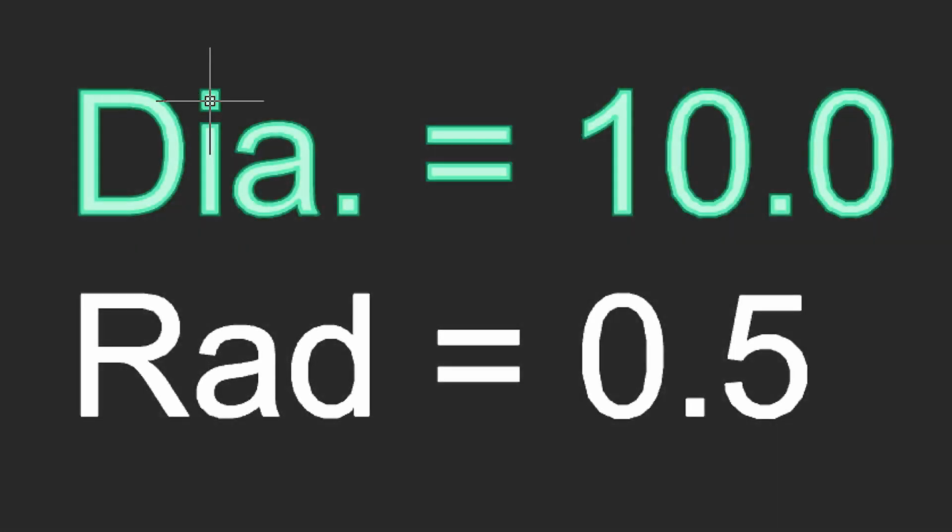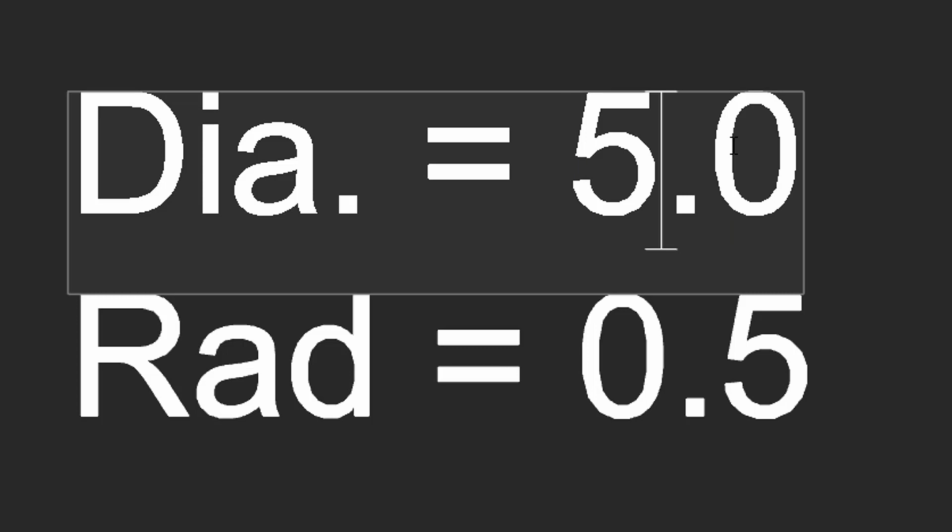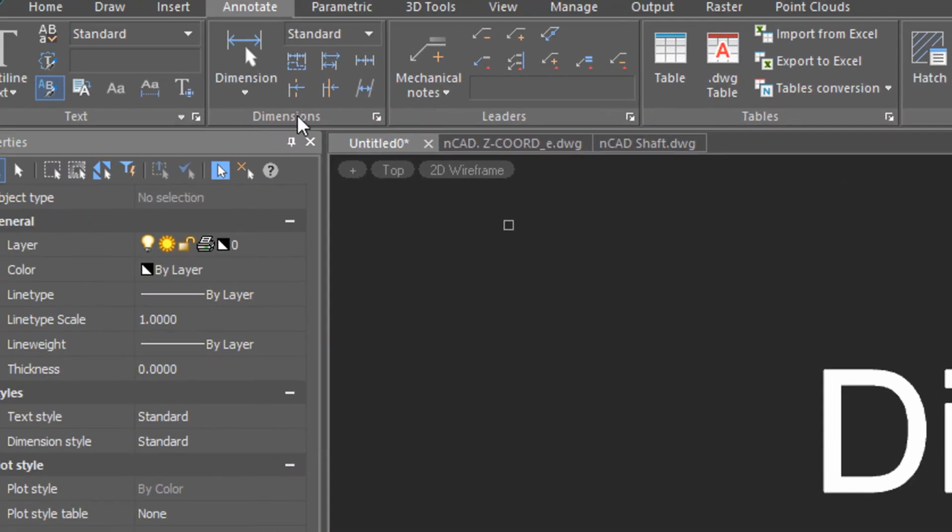When you need to edit the text, such as change spelling or a value, simply double click on it and then make your change. Here I'm changing the 10 to a 5. You can make other changes as well.